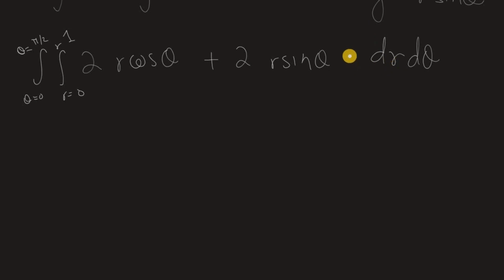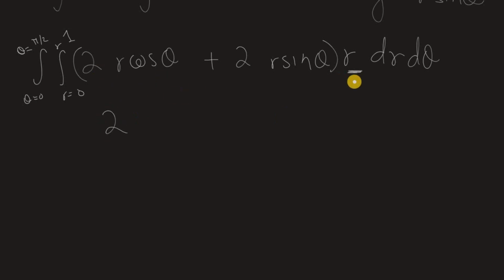And for the polar coordinates, this is very important. You need to multiply the expression within by r. Okay, this is very important. It is always r dr d theta. Don't forget this r. This is very important. Okay, r dr d theta.